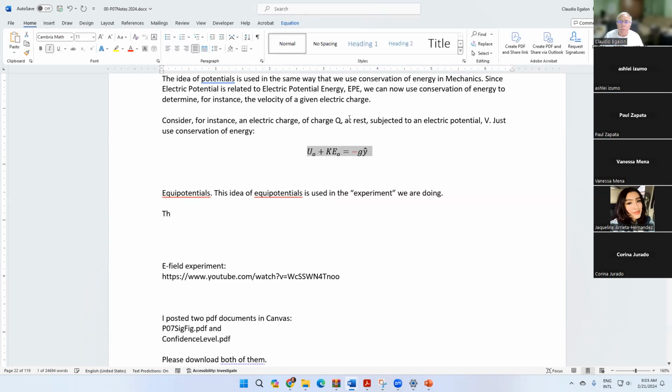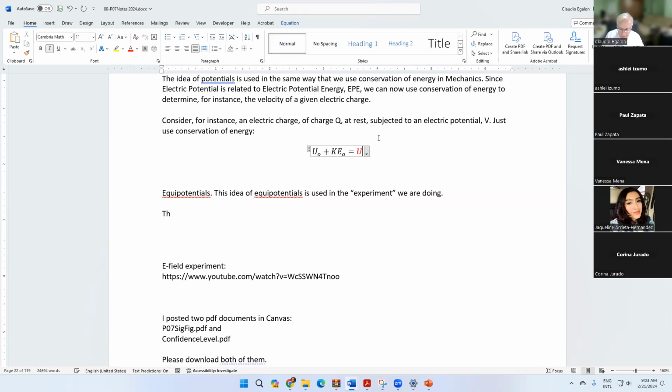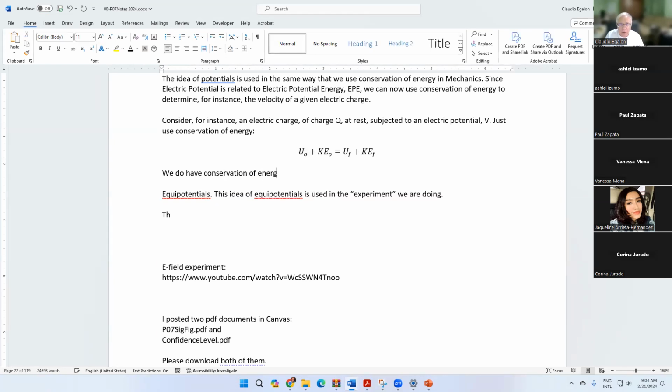Let's see, better, okay, it must be equal to the final potential energy plus the final kinetic energy. And why can we do that? We can do that because we do have conservation of energy.